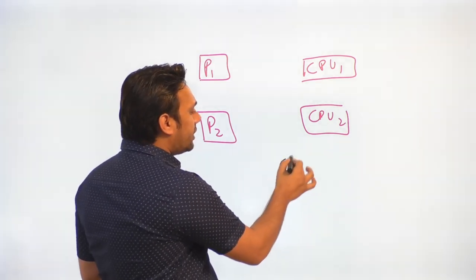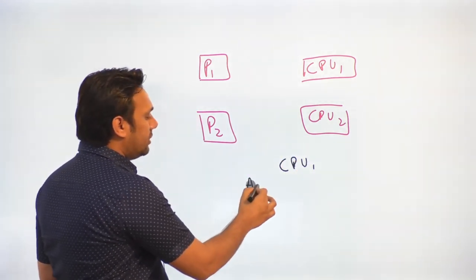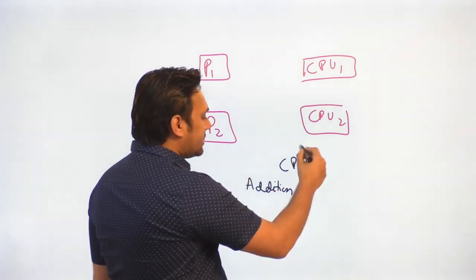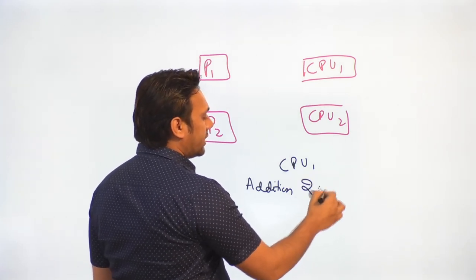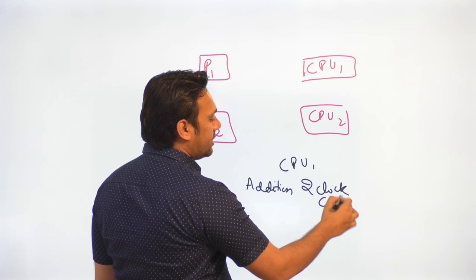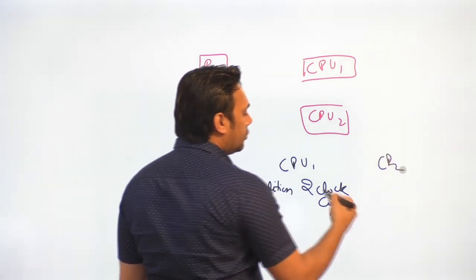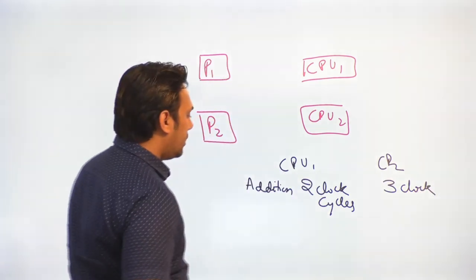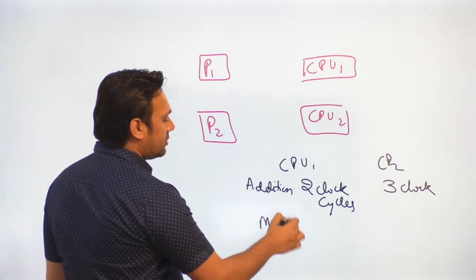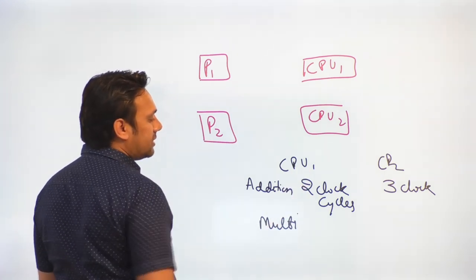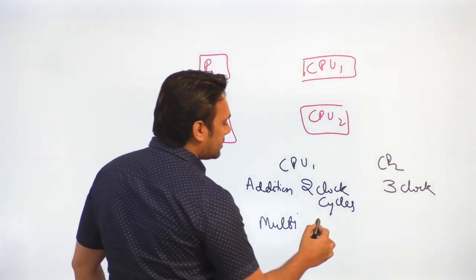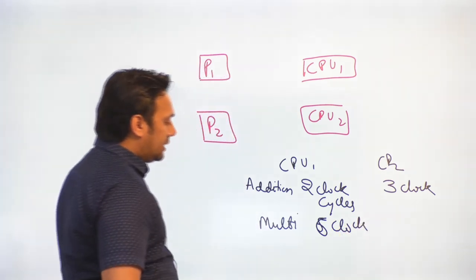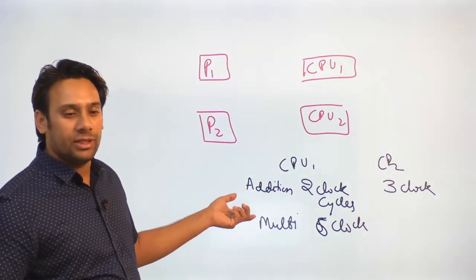It can happen that when you are executing an addition instruction on a CPU 1, जब आप CPU 1 के अंदर addition instruction को execute कर रहे हैं, so on this CPU 1, the addition instruction, let us assume it takes 2 clock cycles. ये 2 clock cycles ले रहा है. And this CPU 2, to perform the addition instruction, it is taking 3 clock cycles. Right? And then if you want to do a multiplication instruction, so because of the CPU architecture, this multiplication instruction on CPU 1, let us assume it is taking 5 clock cycles. Or 6 clock cycles.